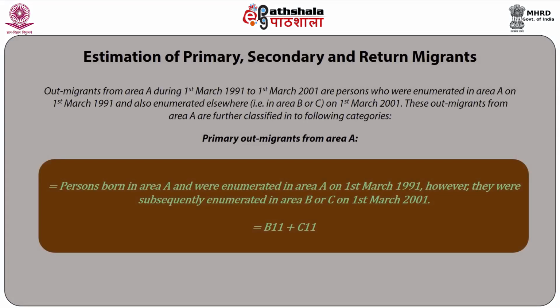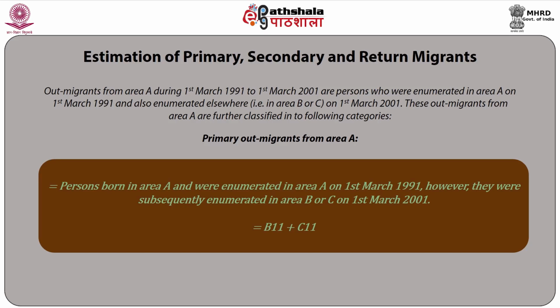Out migrants from Area A during 1st March 1991 to 1st March 2001 are persons who were enumerated in Area A on 1st March 1991 and also enumerated elsewhere, that means in Area B or C on 1st March 2001. These out migrants from Area A are further classified into following categories. Primary out migrants from Area A equal persons born in Area A and enumerated in Area A on 1st March 1991. However, they were subsequently enumerated in Area B or C on 1st March 2001, equal to B11 plus C11.